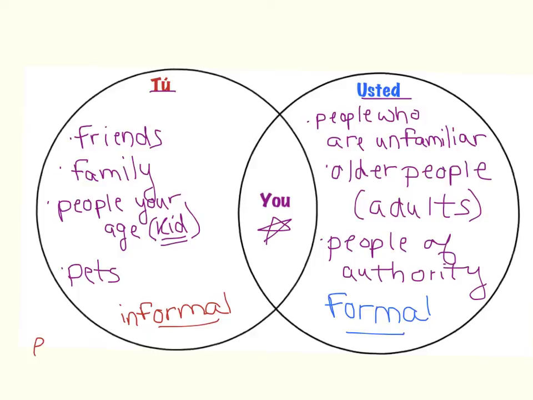So some examples for tú would be let's say your dad, your best friend, and classmates. Even if you don't know your classmates very well, you would still use tú with them because they're on the same, think of it, same level. It's a little less formal. You're still polite and respectful, but it's just less formal.